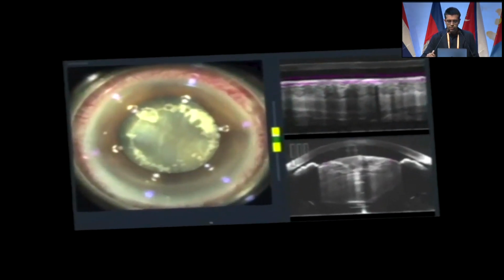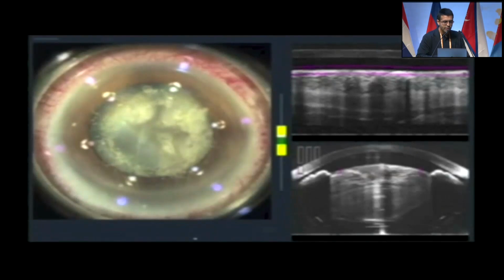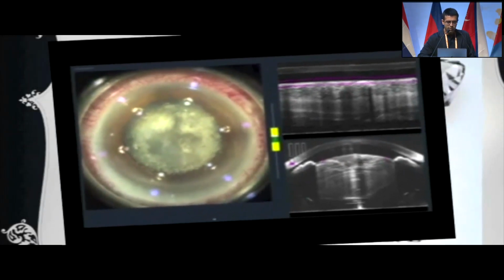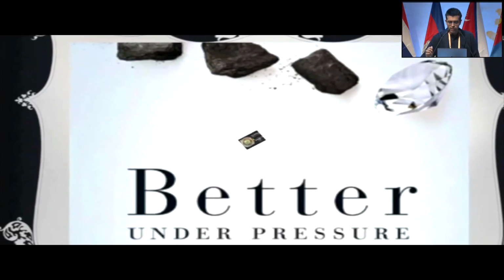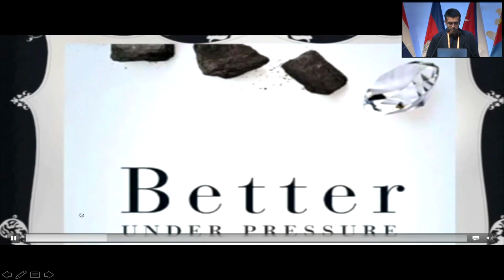So this is a case of a lady who came to us with a decrease in vision, a high IOP, and pain around the periocular area. So this was a phacomorphic glaucoma, and this is how we managed the case.